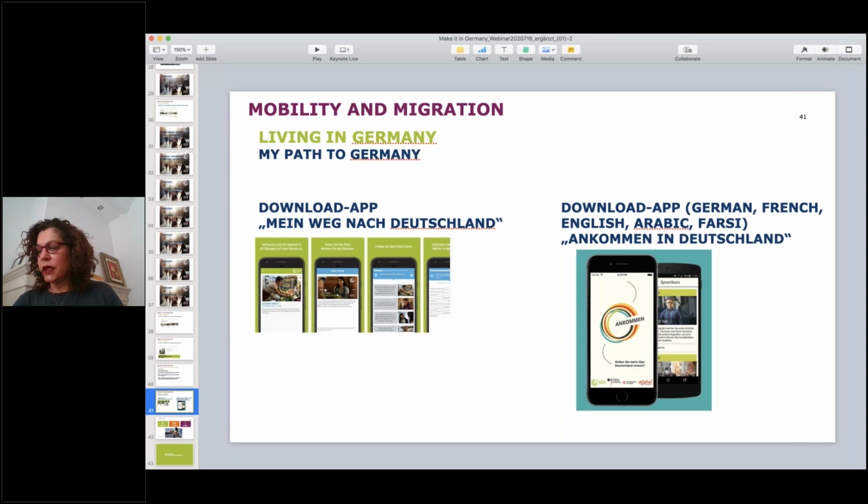Our program, Mobility and Integration, is now in its third phase, and the third phase will prepare you when you are in Germany. We call that Ankommen in Deutschland, or Welcome in Germany. There is an app, available in German, French, English, Arabic, Persian, and many other languages. It also has testimonials from people who are now settled in Germany, speaking about their own experience.